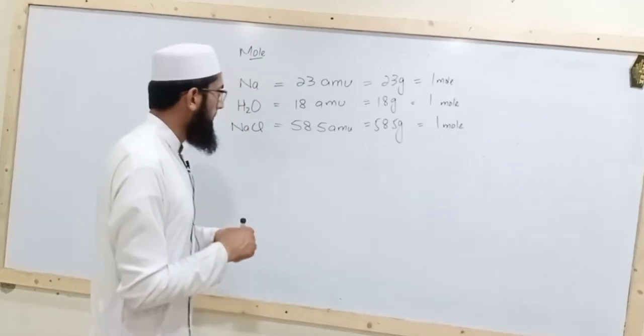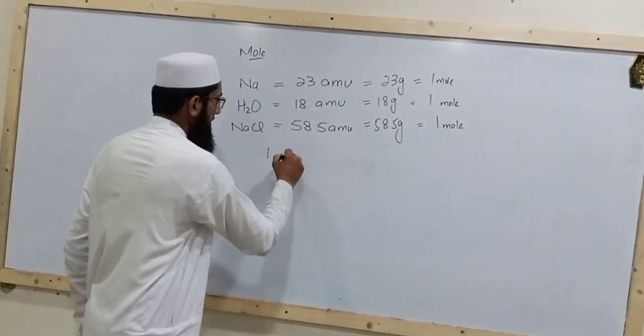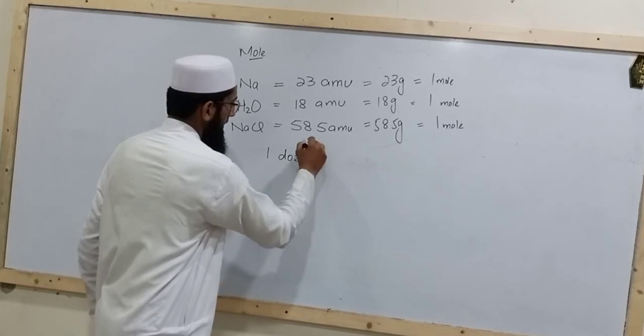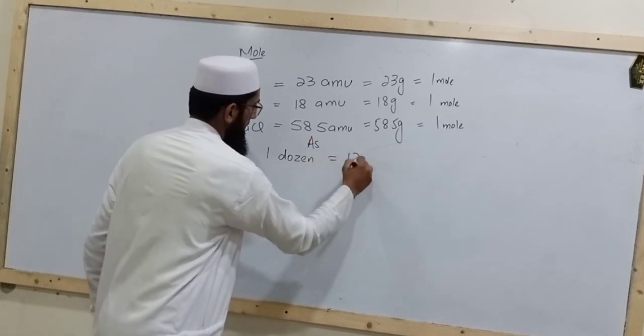Okay, so 1 dozen, as we say, is equal to 12.